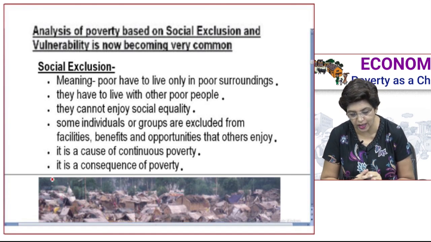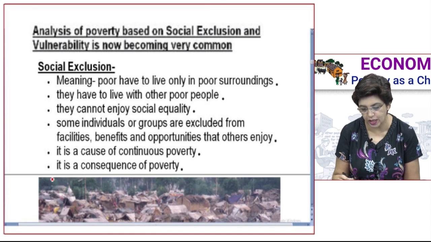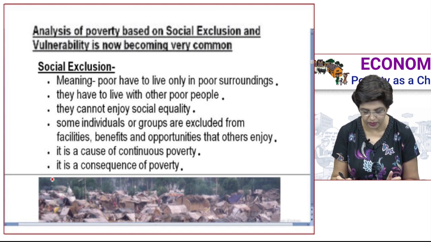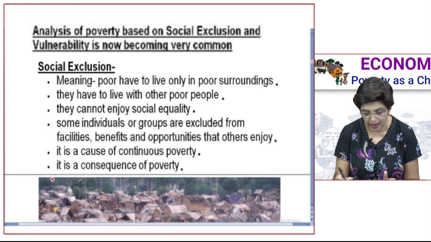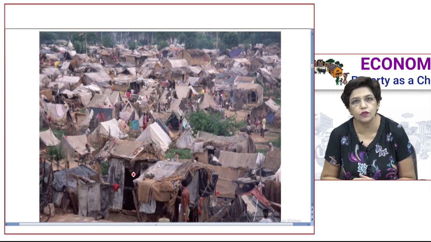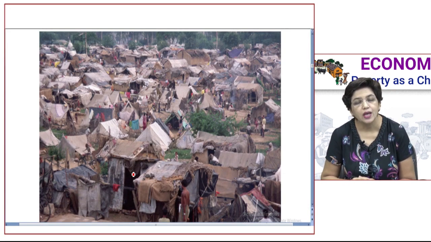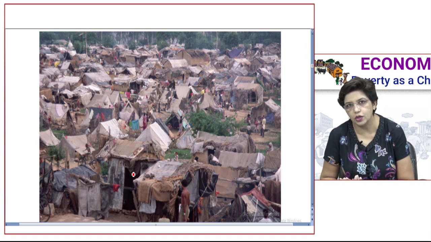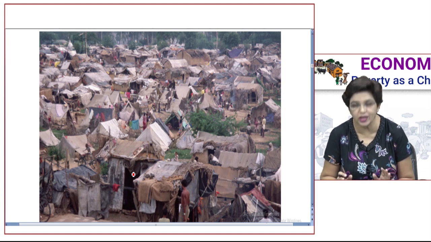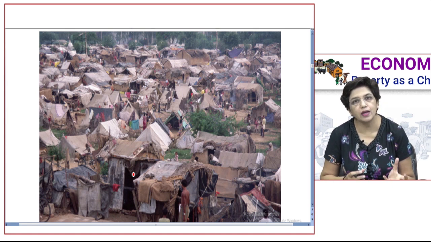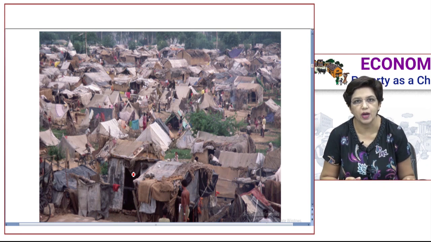Some individuals or groups are excluded from the facilities, benefits and opportunities that others enjoy. So this social exclusion has become the cause of continuous poverty, and it is also a consequence of poverty. Look at this image, a cluster of chugis, all poor people living together. They cannot afford to live in the other colonies where the rich people live. So this is called social exclusion. They are excluded from the society, from other groups, and this exclusion leads to a vicious cycle of poverty. Such people are unable to come out of this cycle of poverty.